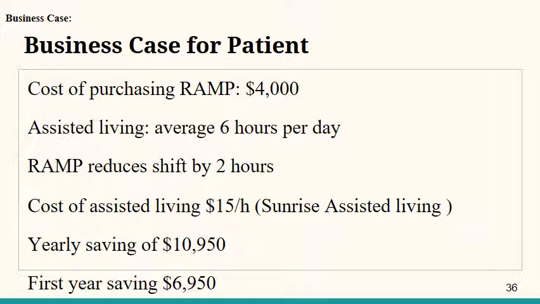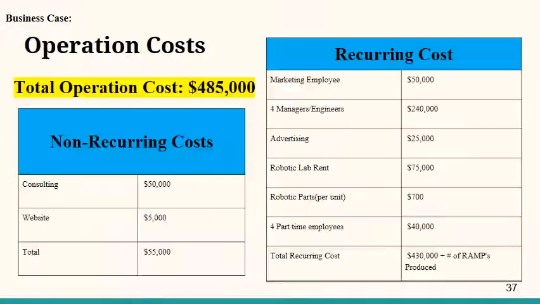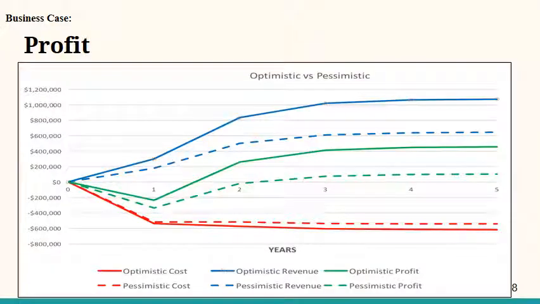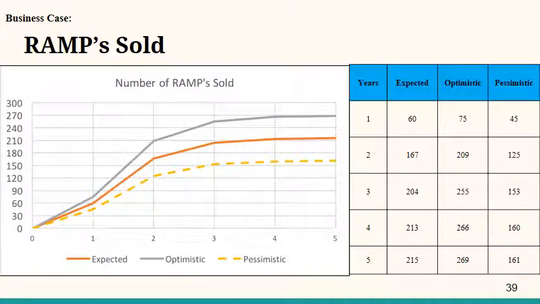Here's the breakdown of our business plan. Our model will cost $4,000, and the user will save $7,000 in the first year, and from year two onward, the user will save $10,000. Our total operation cost will be $485,000. Here's a breakdown of non-recurring costs and recurring costs. This is a diagram showing our optimistic and pessimistic calculation. And here's the breakdown of the results for optimistic and pessimistic cost and expected from year 1 to 5.